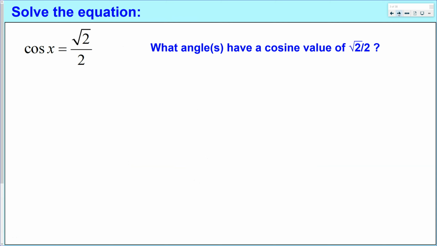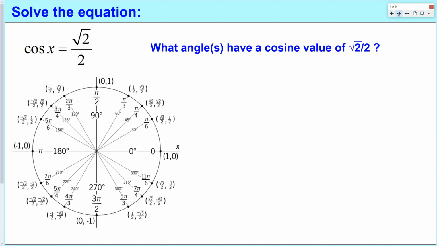Here's our first question. Cosine of x is square root of 2 over 2. What does that mean to you? Well, it basically means they're asking what angle will give you a cosine value, or has an x coordinate, if you're thinking about unit circle, of square root of 2 over 2. Right away you should say, well, that has multiple answers to it, and you're absolutely right.